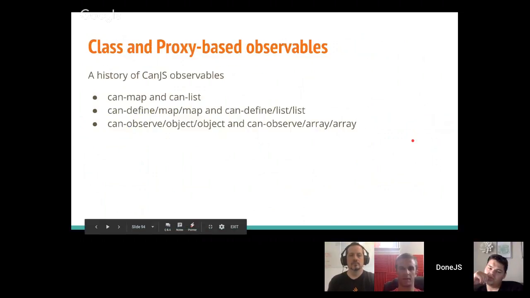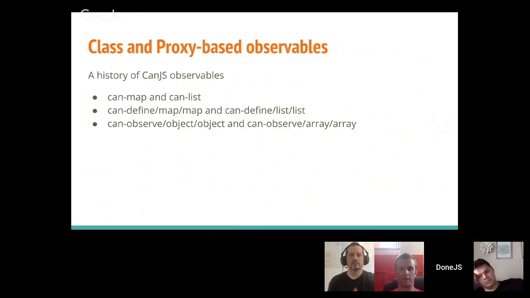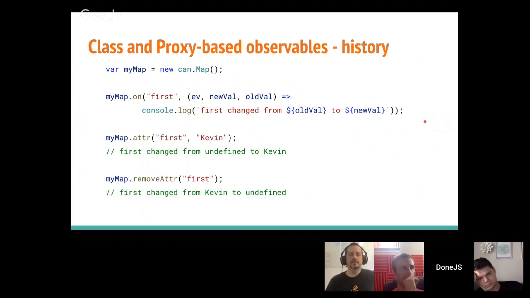Cool. Class and proxy-based observables. A new project called can-observe. To understand the problems this is solving, take a look at a brief history of observables in CanJS. can-map and can-list are the oldest observables that we're going to talk about. They've been around for a while. A lot of people are still using them. They're great, but they do have some problems.